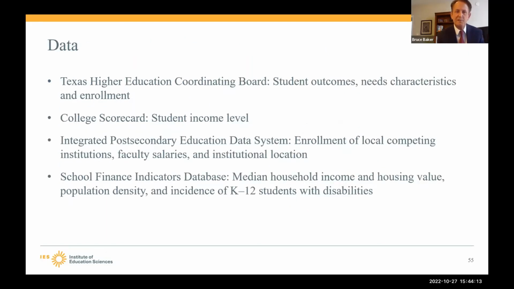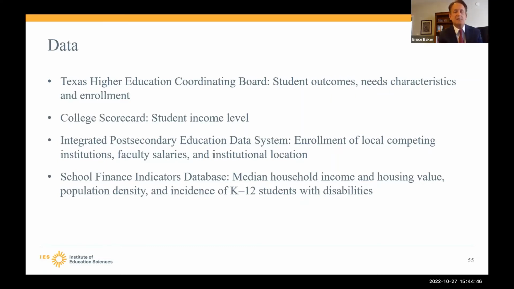We drew data from a variety of sources. One of the things that's always wonderful about working with the state of Texas is access to the breadth and depth of data that are available through the Texas public agencies, and the Higher Ed Coordinating Board was instrumental in providing us data with high levels of consistency and precision on student outcomes that we could use for constructing these success point based outcome measures and student need characteristics and enrollments.